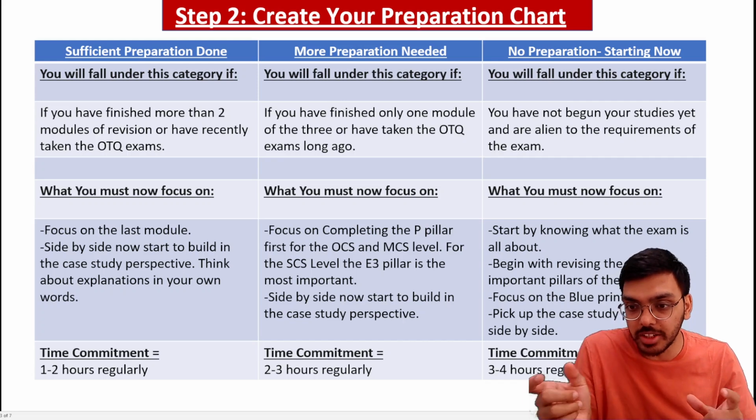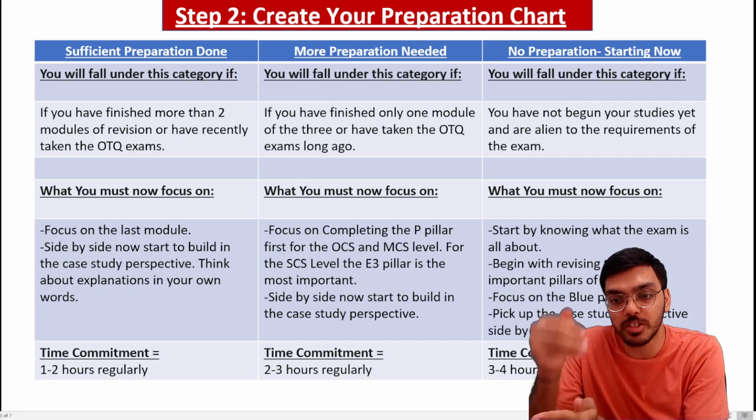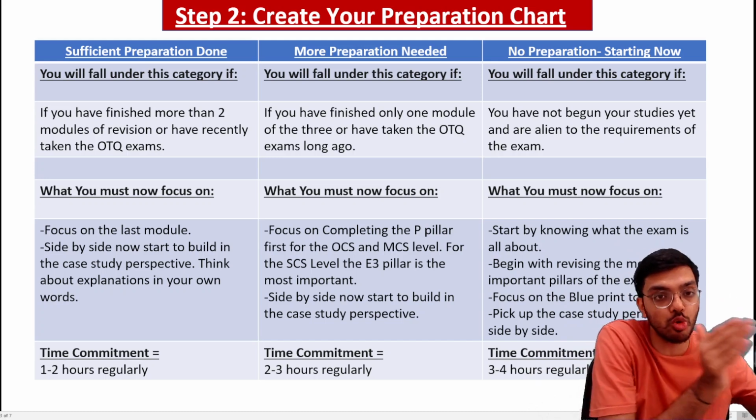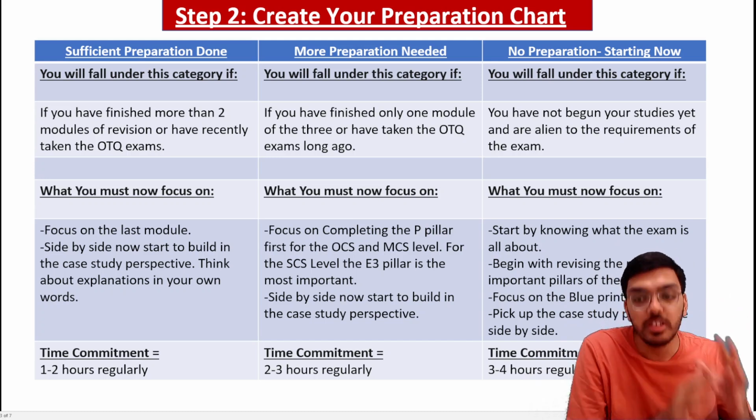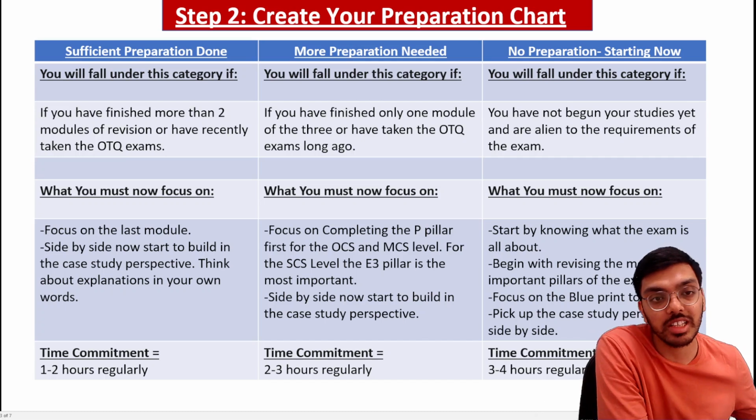So see the trajectory. If 1.5 months before your exam you finish 2 modules, I will say you are in the sufficient prep done category.